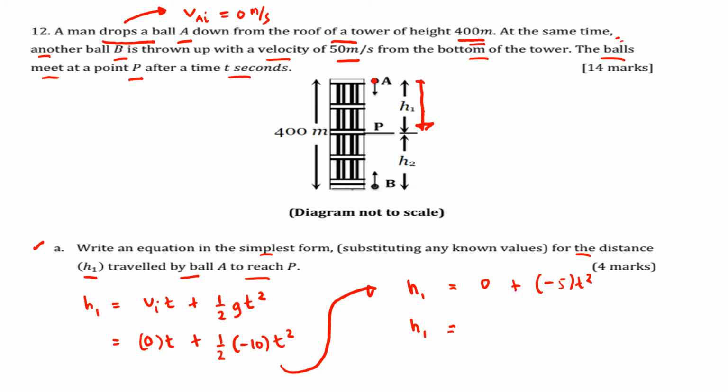H1 is equal to -5 T squared. Now take note that H1, or the object, actually traveled down. So therefore our H1 should actually be negative. So we can say negative H1 is equal to -5 T squared. Again, the negative sign here tells us that the object is falling. That's why the H is negative.